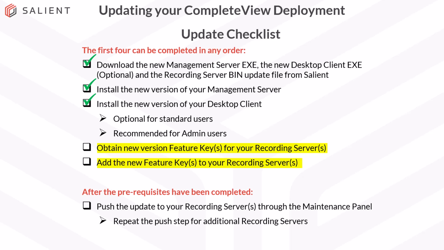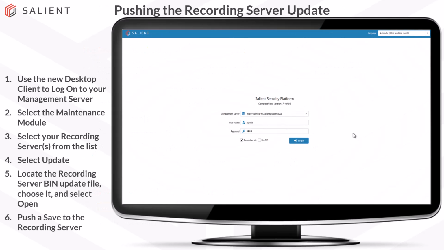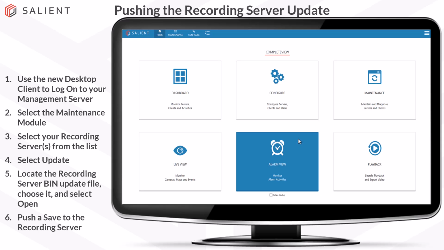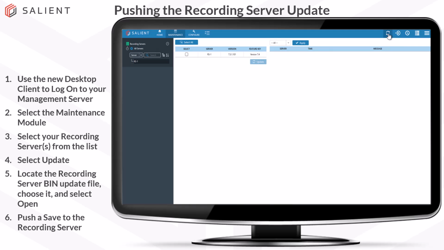Once your feature keys have been added to your recording server, it's time to push the recording server update. To push an update to your recording servers, log into your deployment as an administrator, and then select the Maintenance module. From there, make sure you're on the Update window, and you should see a list of any recording servers that are attached to your deployment. If you don't see any servers, select the All Servers option in the nav menu, and they should appear in the Update window.